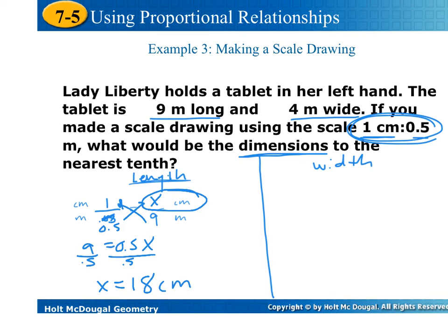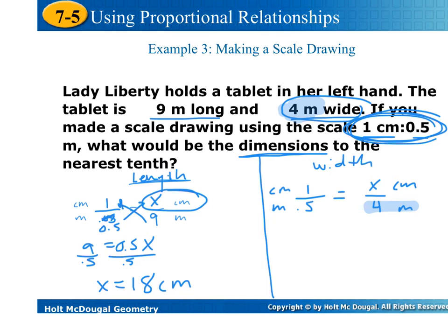So now we need to do the same thing for width. So we use this same scale that it gives us, 1 over 0.5. 1 we said was centimeters, 0.5 is meters, and that's going to be equal to centimeters over meters. Now we're doing the width. So our tablet is 4 meters wide. No, it's 0.5. So we put the X on top and 4 on the bottom, since it says 4 meters and the meters go on bottom.